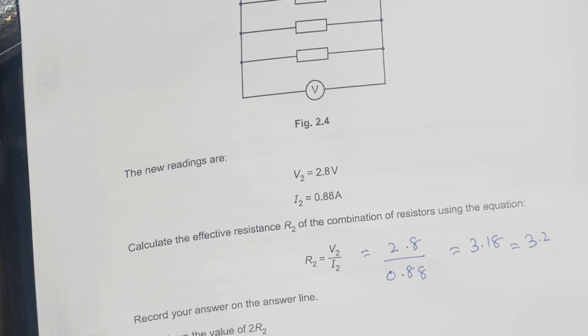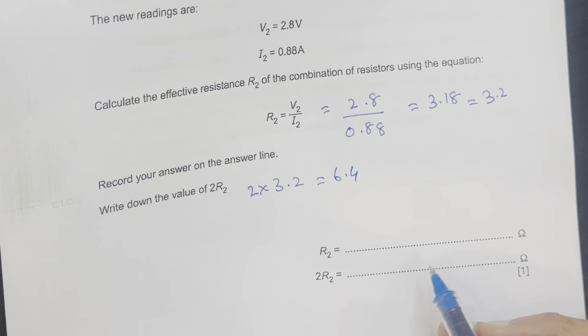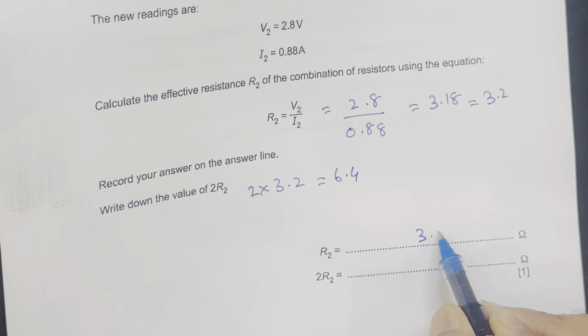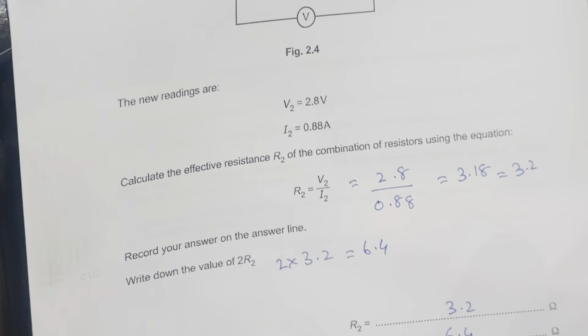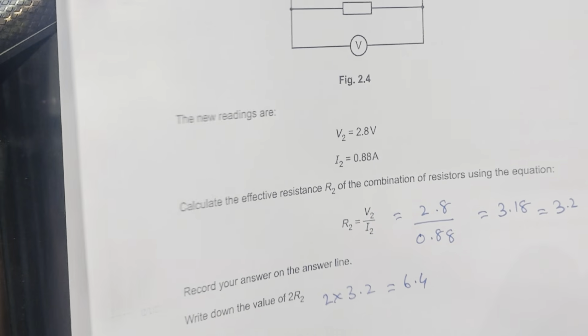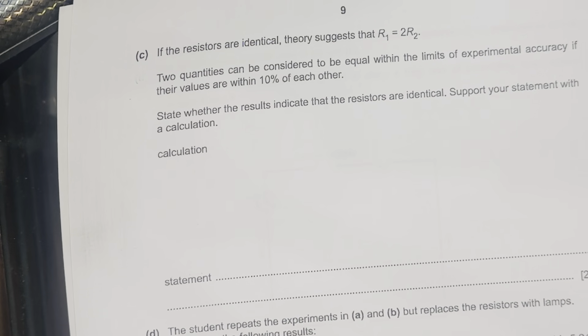Write down the value of 2R2 by multiplying 2 with 3.2. The answer is 6.4. So we're going to write over here, for R2 the value is 3.2, and for 2R2 the value is 6.4 ohm.